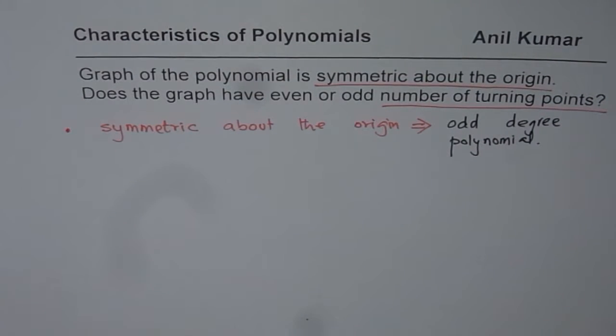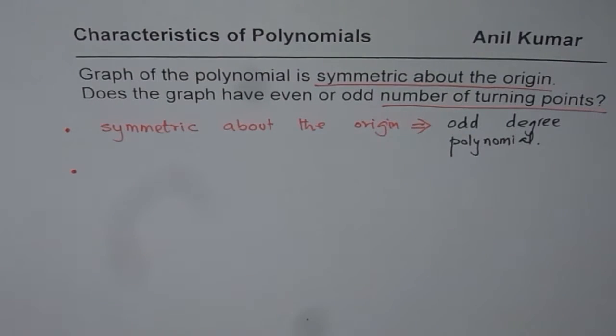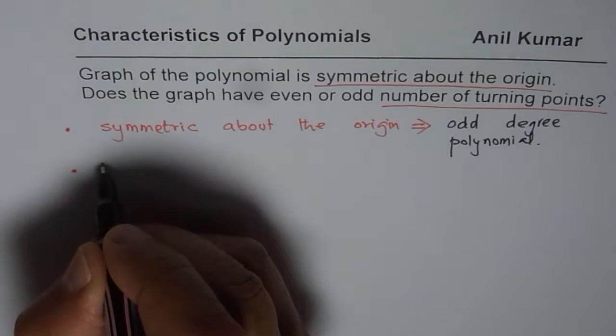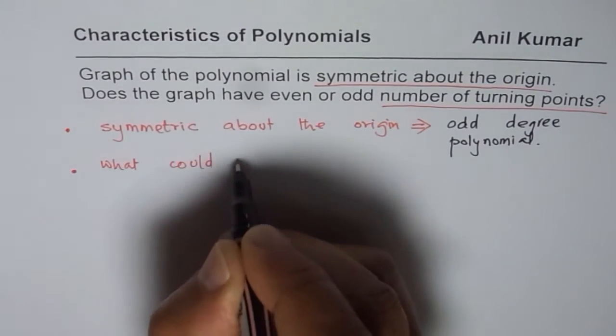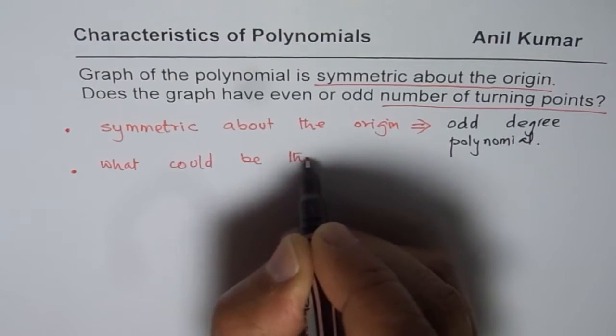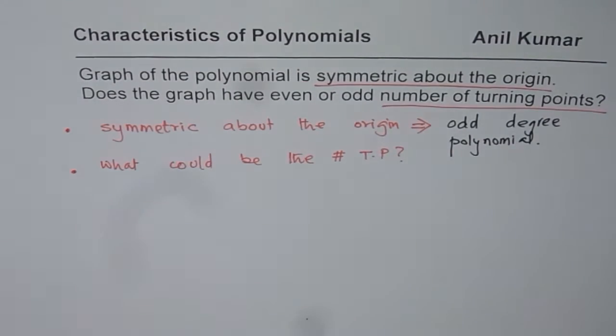Now, once we know there's an odd degree polynomial, in that case, what could be the number of turning points? So now second thing is, what could be the number of turning points? This is what you need to answer. Now it becomes simpler, correct?